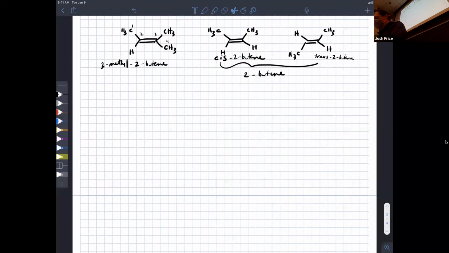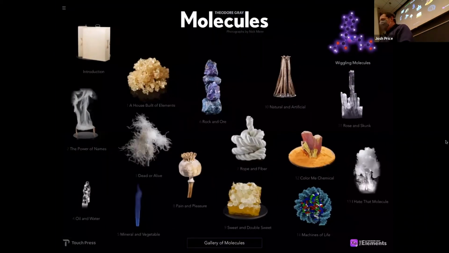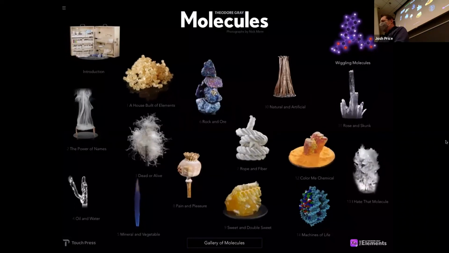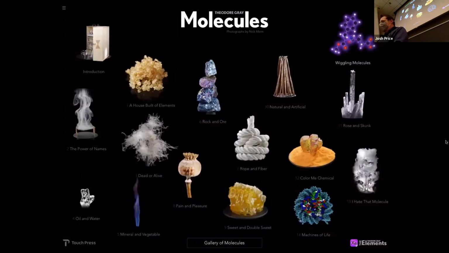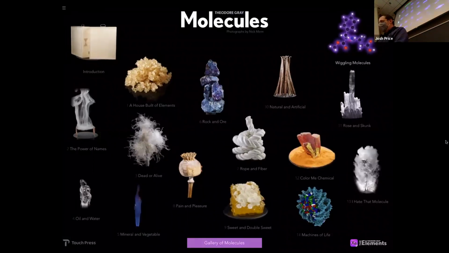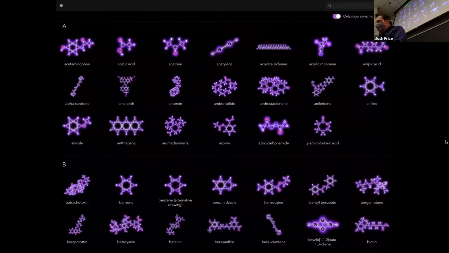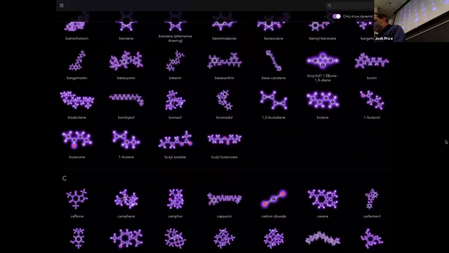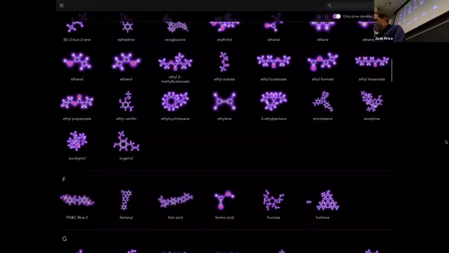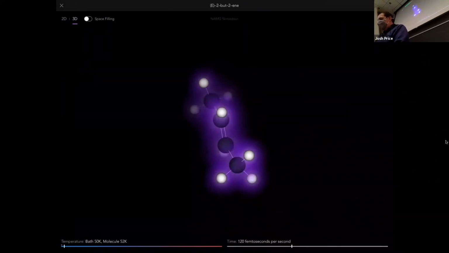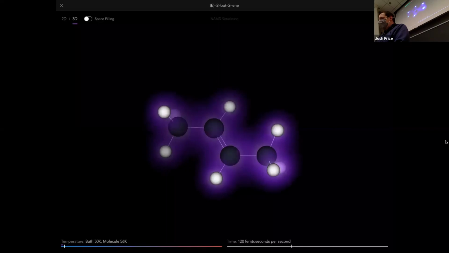Oh, right. I was going to show you a fun little app on my iPad. This is Theodore Gray's Molecules. It's actually a book that you can get, but the fun part is what's not in the book, which is these simulations of molecules and their shape. So there's a gallery of molecules and you can click on each of these and look at their structures. I'm going to choose one that has a double bond in it. Okay, fine. We'll choose that one. That's not as fun as the other one, but it'll work. Maybe I'll show you a couple of them.